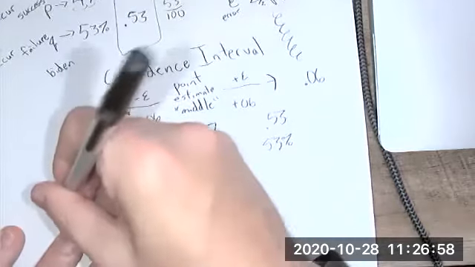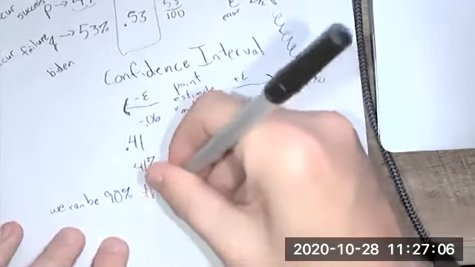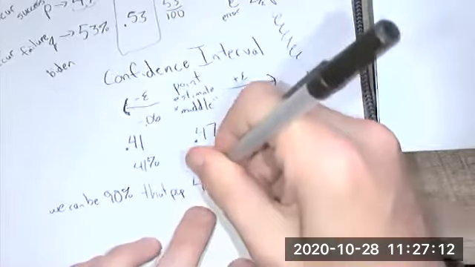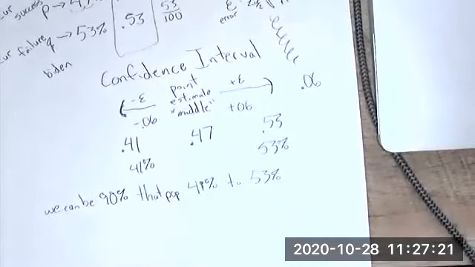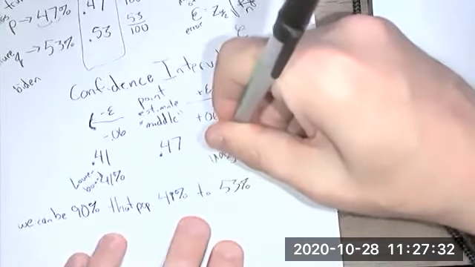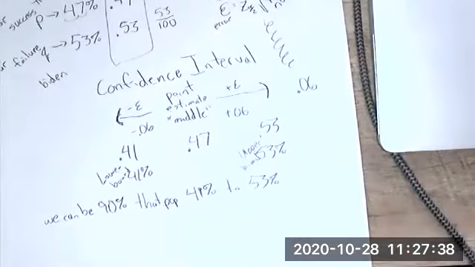But what this means is we can be 90% confident, or whatever confidence level they give you, that the population that come November, 41% to 53% of the voters will actually occur. And that's what we're looking for, is the lower bound and the upper bound for what we will allow, what we are confident that the population will display.